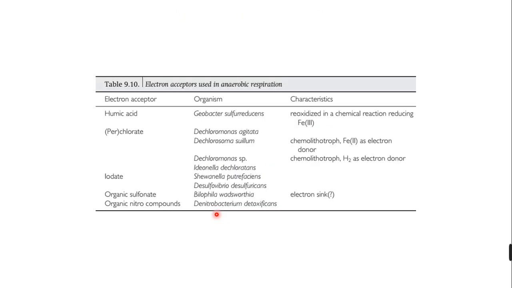And these are all the electron acceptors. Other than that, humic acid can be used, chlorate, perchlorate, iodate, organic sulfonate, and organic nitro compounds. Nowadays in agriculture we are using humic acid to facilitate the organisms to utilize it, to produce more liberation of energy for the metabolism of the bacteria.